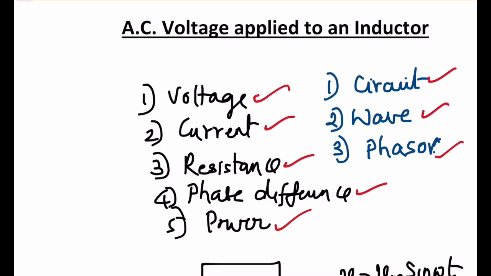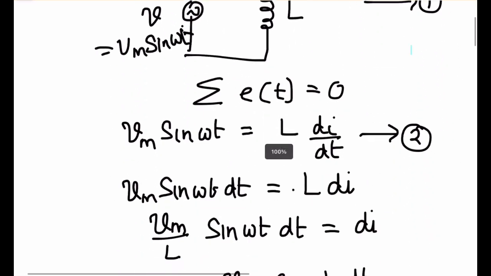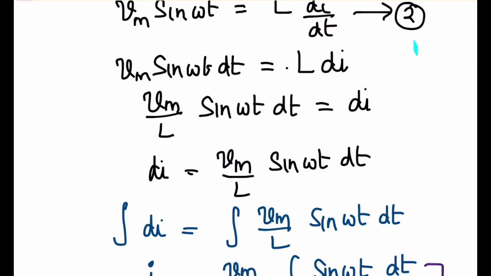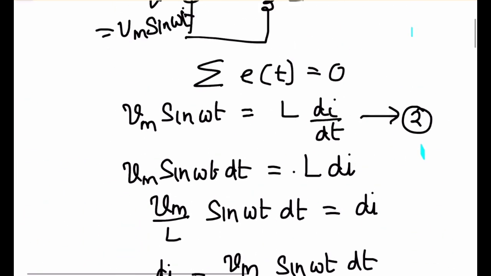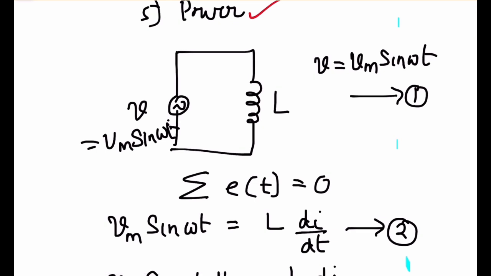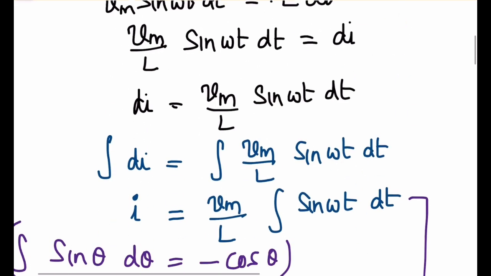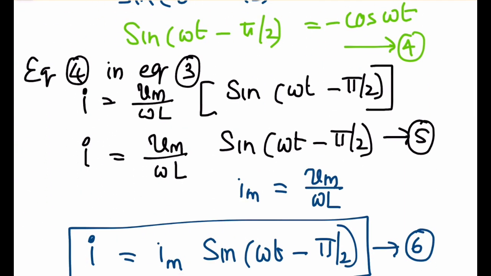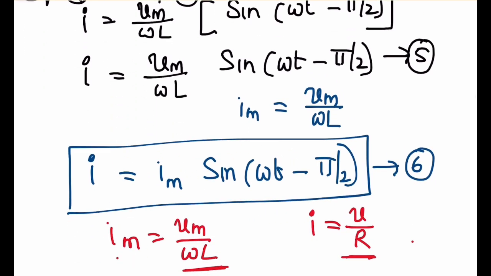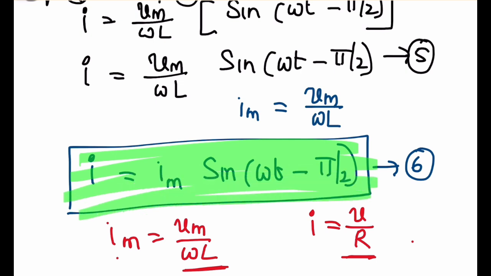The first one is the voltage equation, which we wrote in the beginning. So this is the voltage equation, V is equal to Vm sin omega t. And the next one is the current equation, which we got here, equation number 6. This is the current equation, I is equal to Im sin(omega t minus pi by 2).